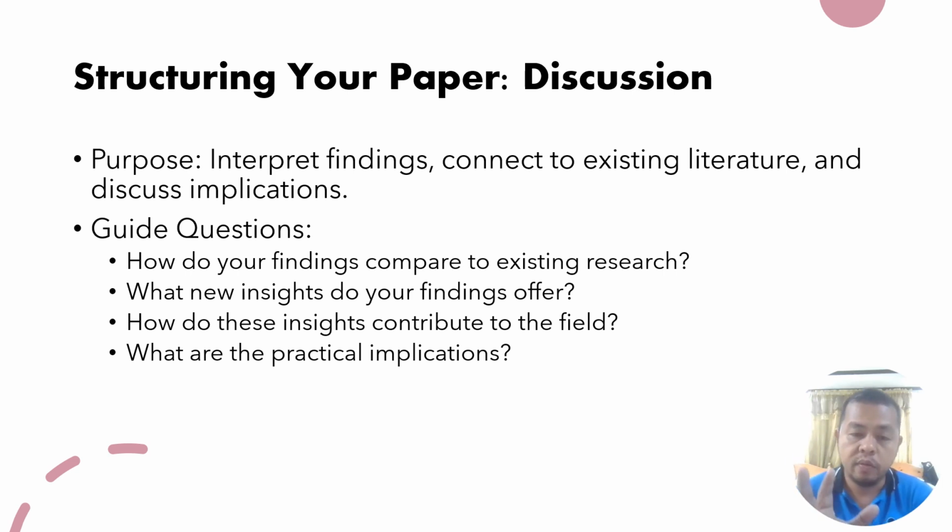Now in other journals, there is a section called results and discussion. They are treated as one section in other papers, but still you can structure it in that way: the result, and then the discussion, will always be like this. So what are your findings? How do your findings compare to existing research? What are the new insights, and how do these insights contribute to the field and its practical implications? These are always the main questions of your discussion.